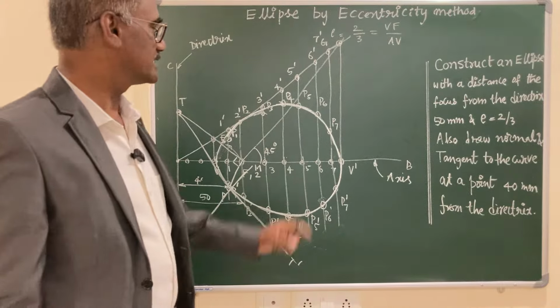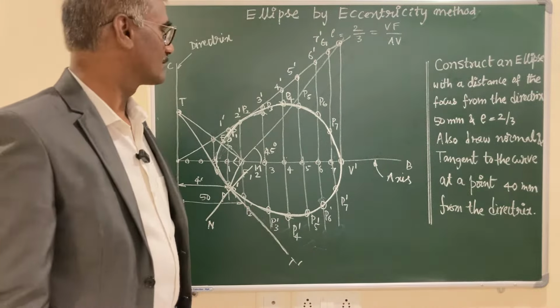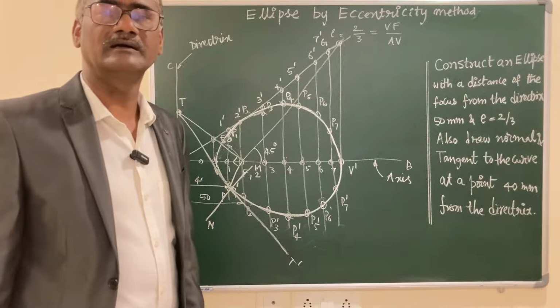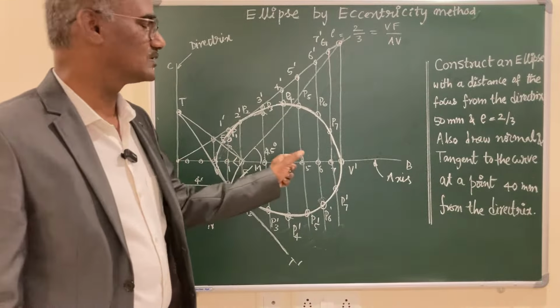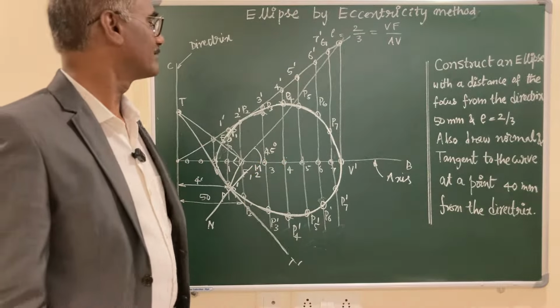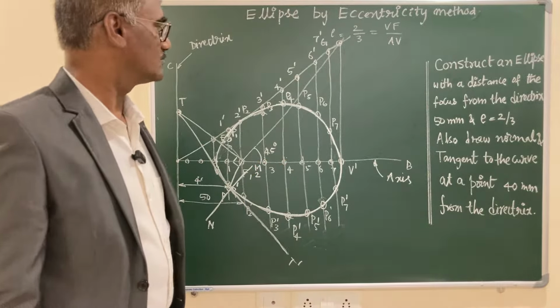Preferably you have to take 8 divisions, and you can go up to a maximum of 12 divisions, and you need not follow equal distance. You can take them randomly, and I think you can start practicing with this.